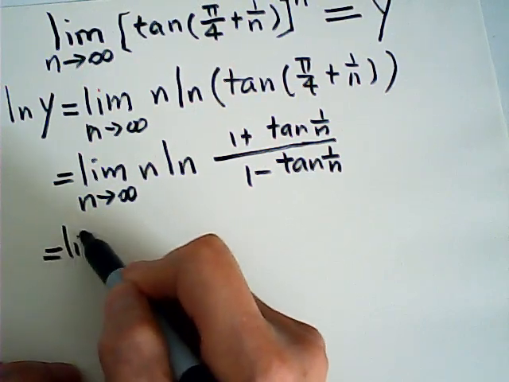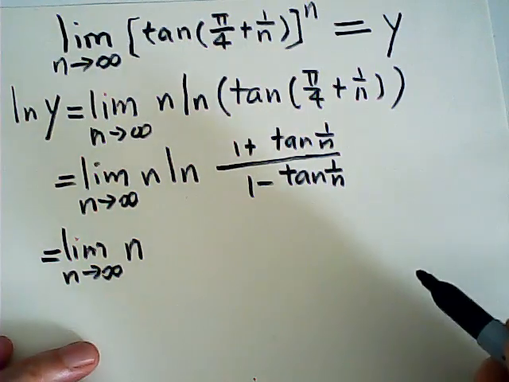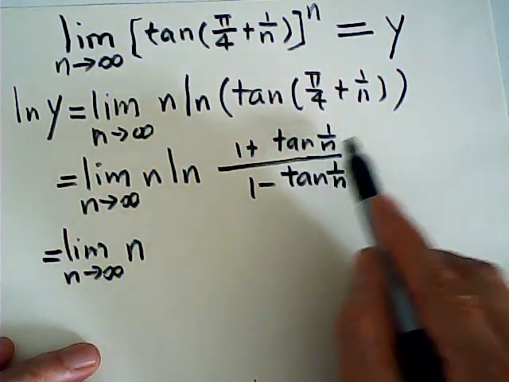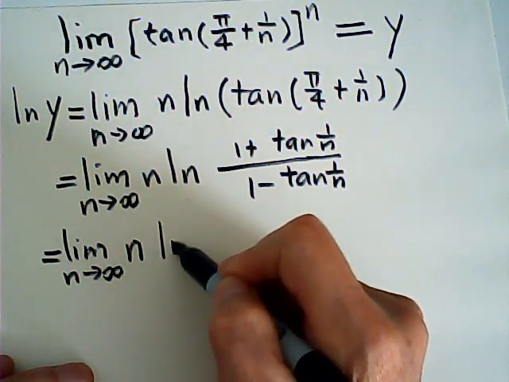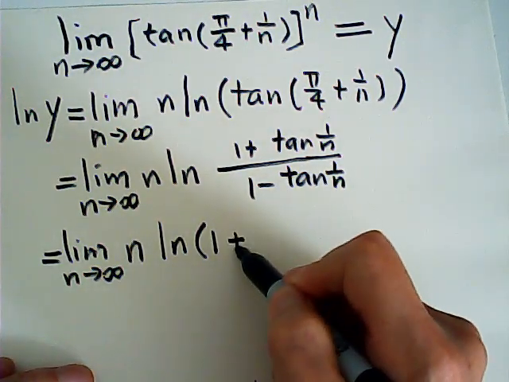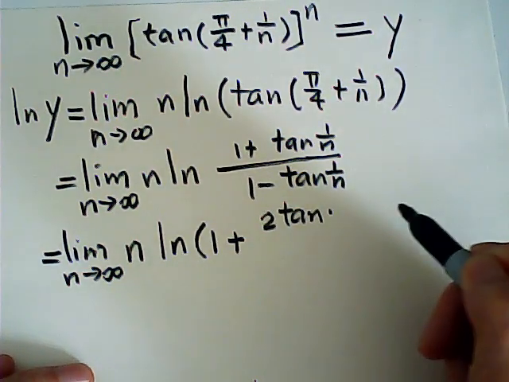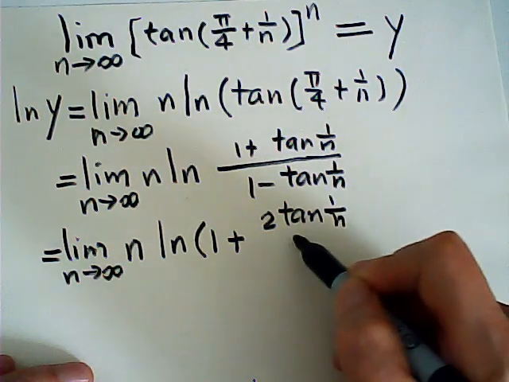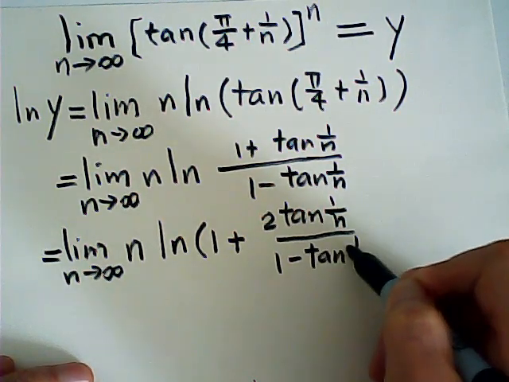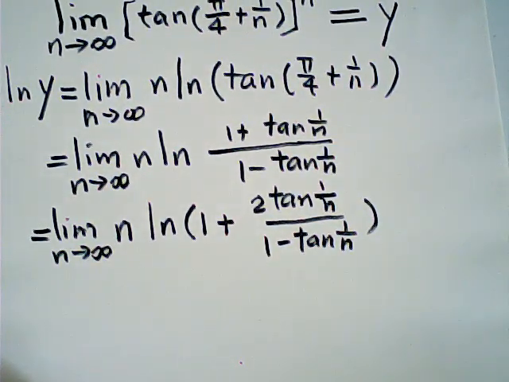That is simply using the formula for tangent. This is equal to the limit as n approaches infinity of n log, and now this one we can write as 1 minus tangent plus 2 tangent, so this becomes log of 1 plus 2 tangent 1 over n, over 1 minus tangent 1 over n. Okay, good.